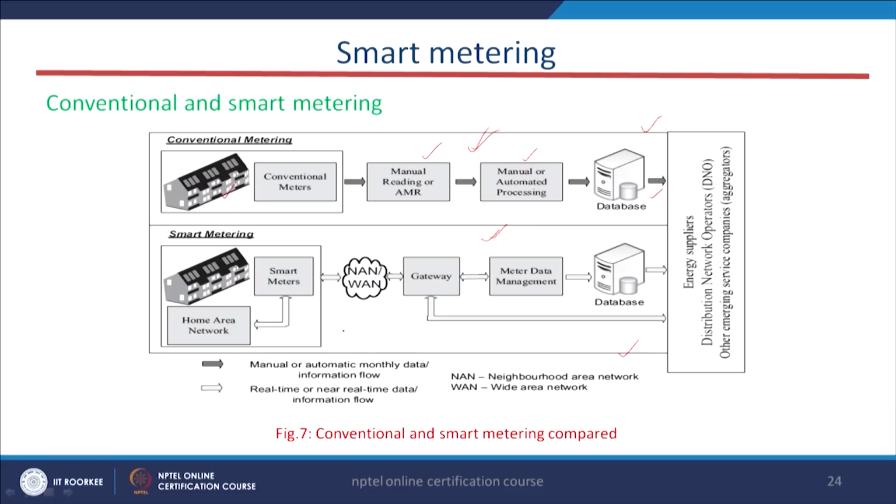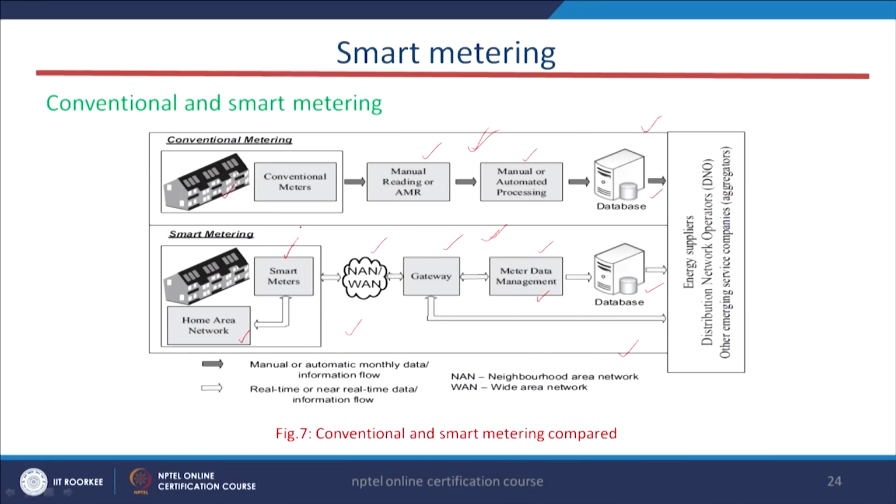But now, if you come to this new smart metering structure, we have the home area network, the NAN, that is the neighborhood area network, which we have already discussed, the WAN, wide area network, we have the gateway, and we have the meter data management, and then we have the database. Now, you can see that the smart meters are the main block, the center equipment as far as smart metering of the smart grid is concerned.